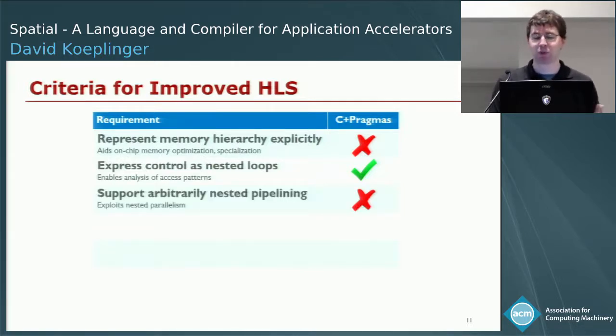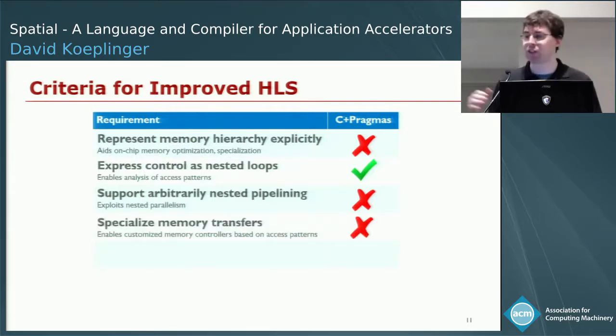We want to be able to support arbitrarily nested pipelining. As I mentioned, C plus Pragmas currently can't do this, but this would allow us to exploit nested parallelism and get better performance. We want to specialize our memory transfers, specifically from on-chip to off-chip, to improve our DRAM bandwidth utilization. And we specifically want to specialize them based on the type of access patterns that we're doing, so whether you're doing a scatter or gather or a dense load or store.